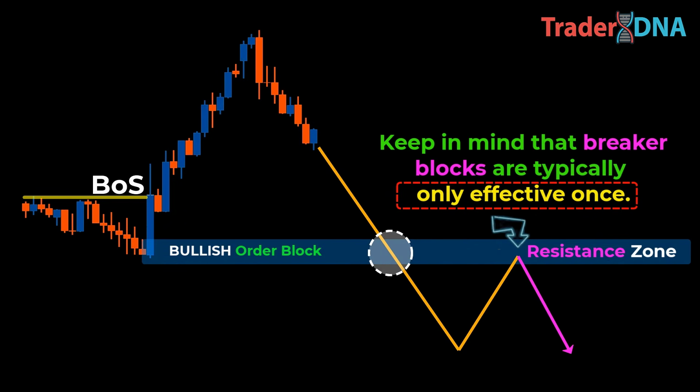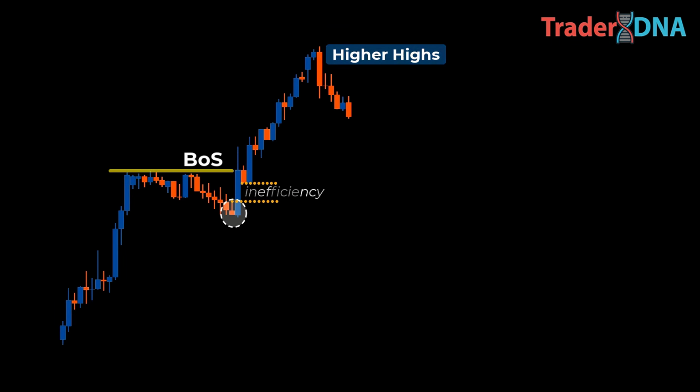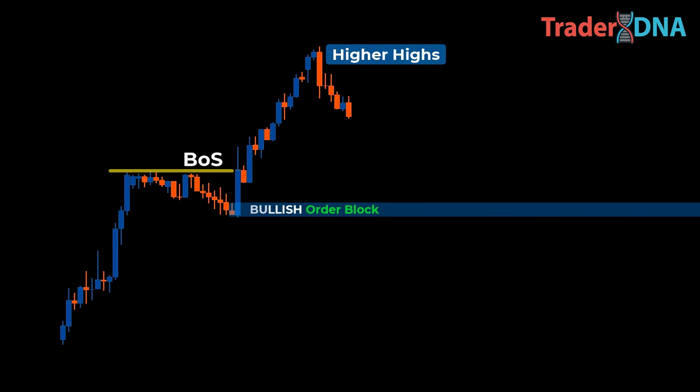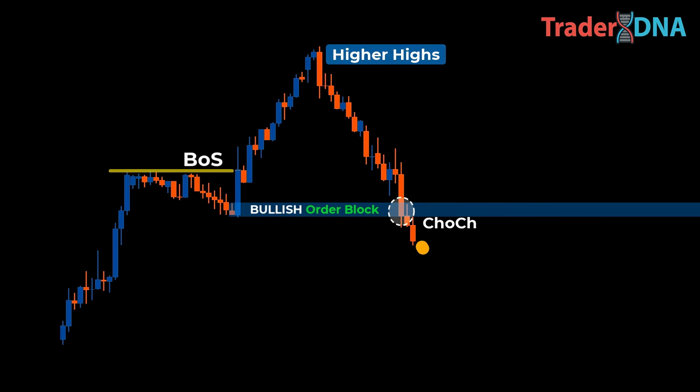Let's break down an example. In this chart, the price moves sharply upward, creating inefficiency and making higher highs. This allows us to mark an order block. However, the price then moves downward, breaking the order block. This also causes a change in character, meaning the trend has shifted from bullish to bearish as the price breaks below previous lows. As the price retraces back toward the previous order block, this level now acts as a potential resistance zone. This is an ideal area to open a short position.